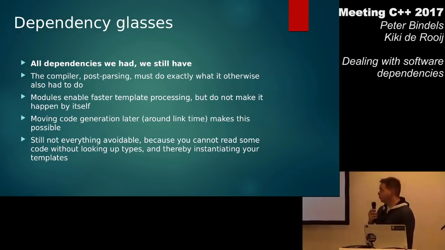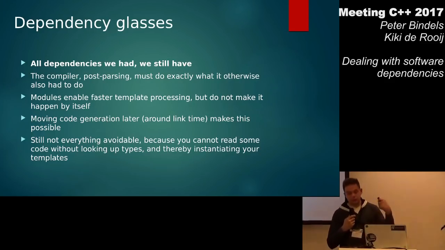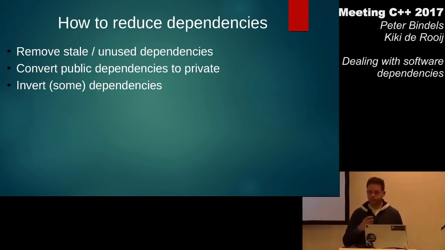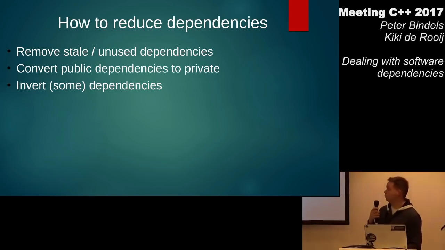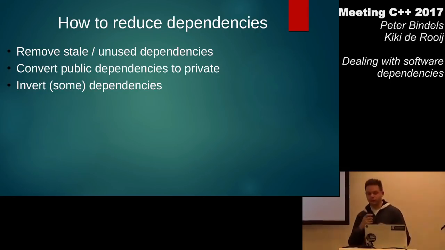So even in a world with modules, we still want to have dependency reduction. We don't want to have dependencies that we don't need, and we want to have the least amount of problematic dependencies that we can have. So how do we reduce dependencies? Well, the first one's simple. If you have a dependency and you're not using it, try to get rid of it. It's a simple question, but it's actually more complicated than it looks.